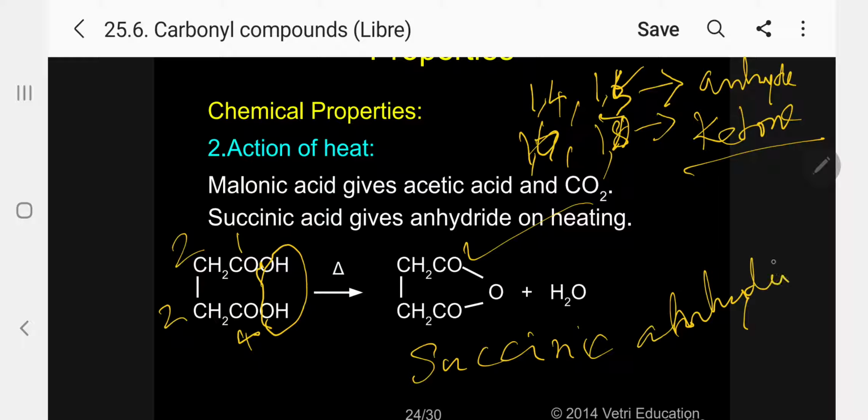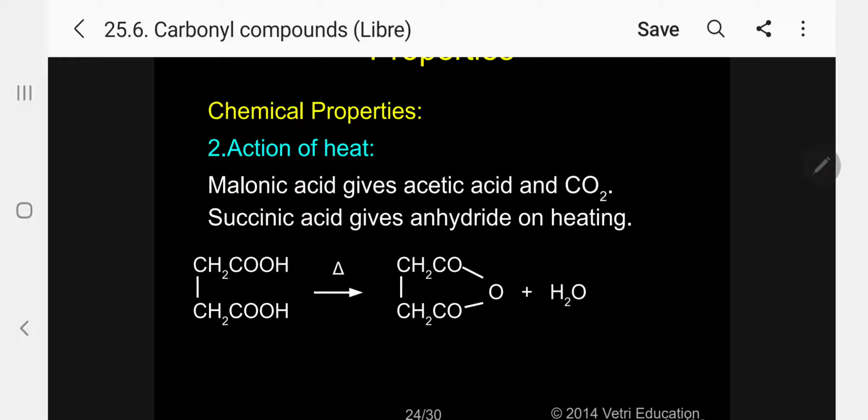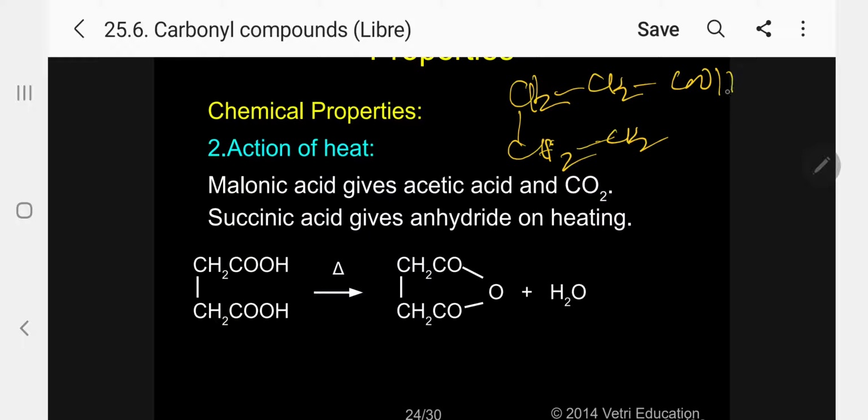Please follow. Suppose it is 1,6, kindly follow. Example, let me take adipic acid, HOOC-CH2-CH2-CH2-CH2-COOH. Kindly follow. 1,4 and 1,5 dicarboxylic acids give cyclic anhydride. This is 1,6: 1, 2, 3, 4, 5, 6.